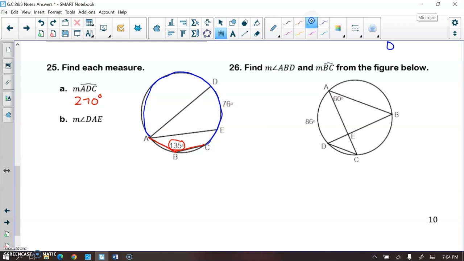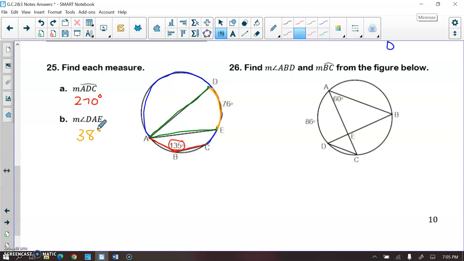Now I want to find the measure of angle DAE, which is this inscribed angle here, and that intercepts this arc here, DE. An inscribed angle is half the measure of the arc, so 76 divided by 2 gives me that angle is 38 degrees.